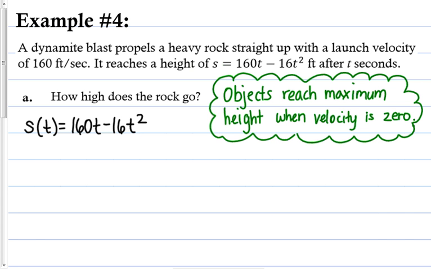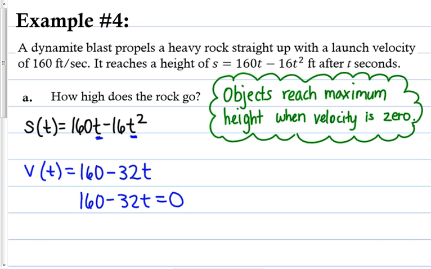I want to know how high the rock went. In order to figure that out, I need to figure out the time that it got there. Because if I know the time, then all I have to do is plug in the time here, and it'll give me the position, how high it went. But I don't know the time. So I'm going to use velocity to figure out the time that it reached its maximum height. So I'm going to derive. Here's the derivative. Now I'm going to set the derivative equal to 0 and solve this for t.